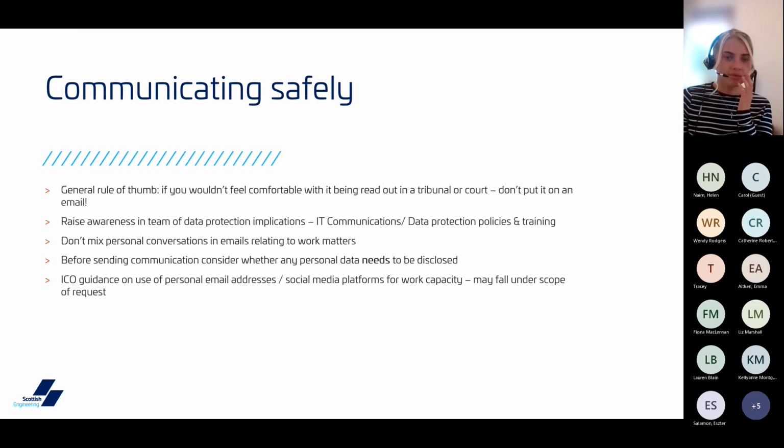And this last one was something that I'd never considered, and really got me thinking. If in your organisation you have a practice of using personal email addresses and social media platforms in a work capacity, so if it's quite a custom and practice in your organisation that you're using your Hotmails and Outlooks, maybe platforms like LinkedIn, and you're disclosing someone's personal data, the ICO have actually published guidance that this can fall under the scope of a request. So I think that's one to be really careful with as well.